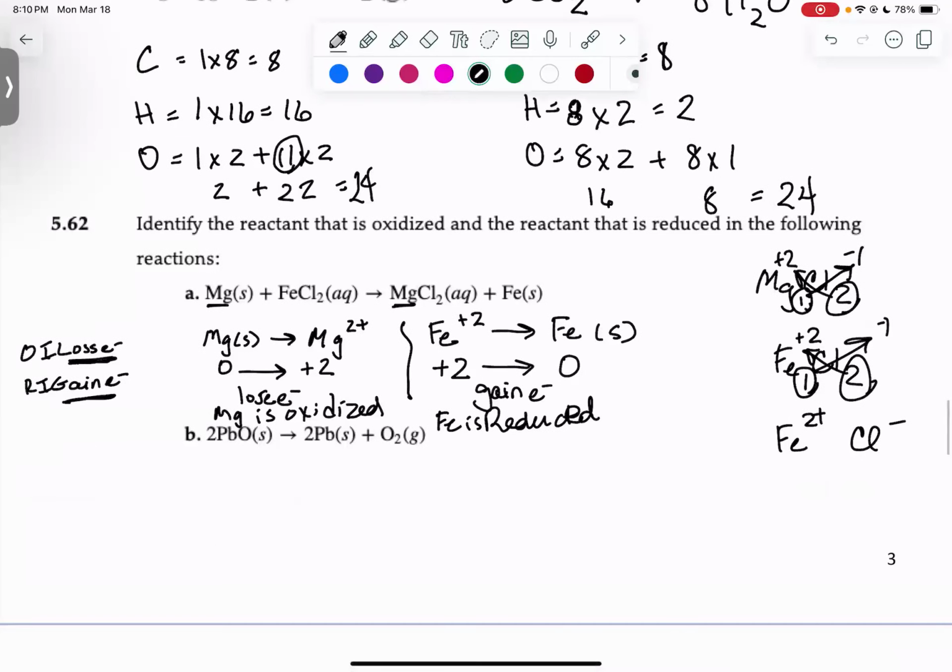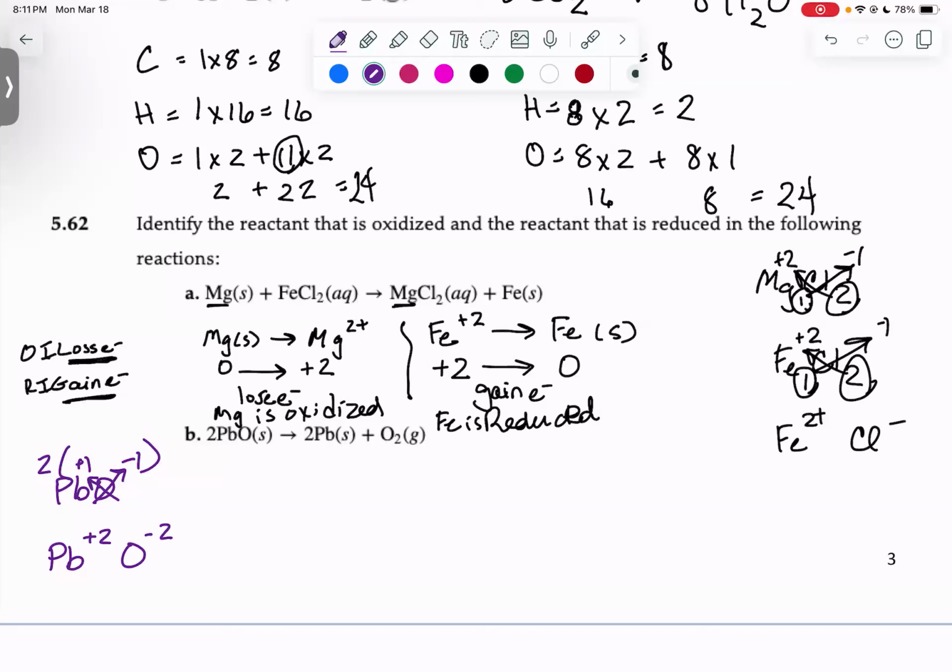All right, let's try a different color. Okay, I have 2 PbO(s), and that is going to 2 Pb plus O2. So if I look at PbO, let's kind of look at that. What's the charge on those? Well, if I do the reverse crossover, right, I get a +1 and I get a -1. But if I go and look on the periodic table, oxygen is not a -1. Oxygen is a -2. And so I'd have to multiply by 2, so I would get Pb2+, O2-.